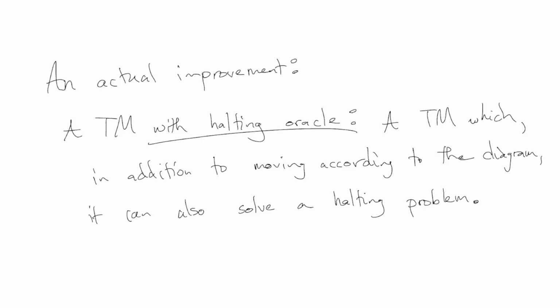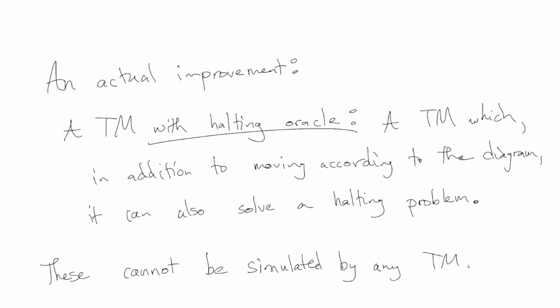Such a machine would actually be more powerful. In more technical language, these cannot be simulated by any Turing machine. Right? These would be actually more powerful. Now, can you make such a thing in real life? No, or at least not according to the laws of physics as we know them. There is no known way to make some kind of actual real life halting oracle. But if you want to improve a Turing machine, this is how you would have to do it.